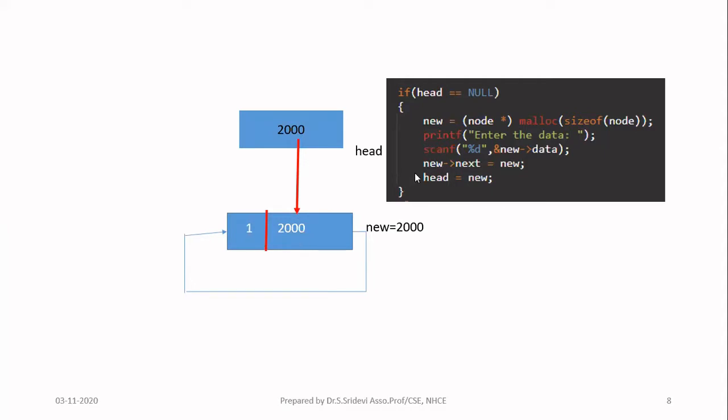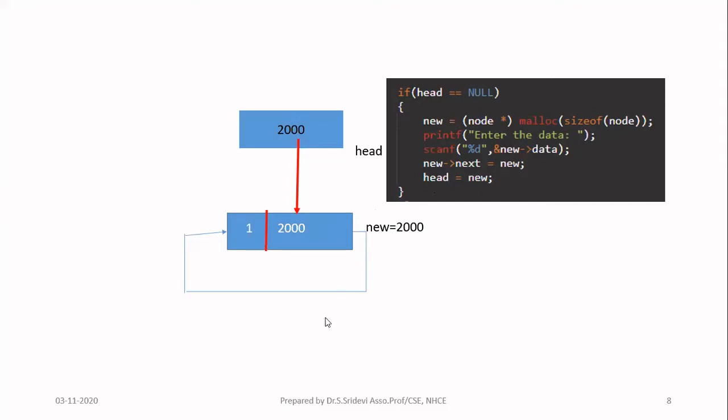So how to do that? The next of new, that is new arrow next, is stored with the same new. New is now 2000. In the next field of the 2000, you store 2000 itself. So when you do this, the cycle will be created. After that, since you have created a linked list with one node, you have to store the address of this in the head pointer. So I am writing head is equal to new. This line is special in circular linked list. Remaining are similar to single linked list only.